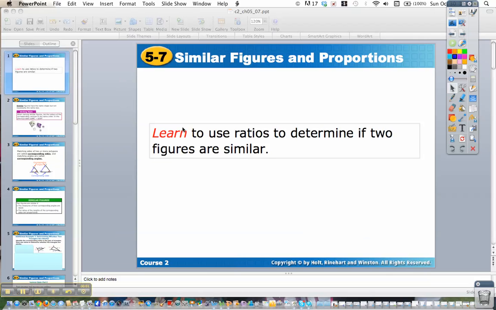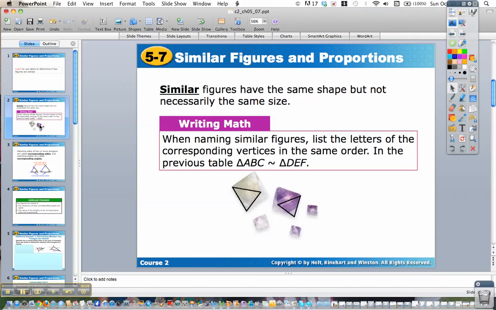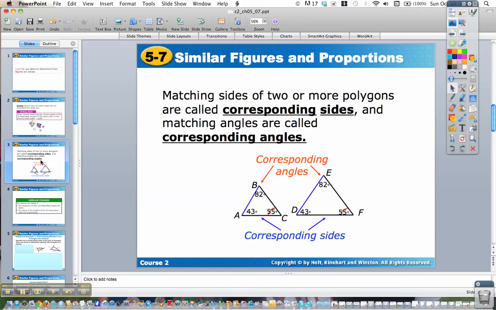Hey, today we are going to learn to use ratios to determine if two figures are similar. So, similar figures have the same shape but not necessarily the same size. When we write about similar figures, we always name the vertices, which are the points of figures, in the same order so that we can compare them. So similar figures have sides that are matching, and those are called corresponding sides.